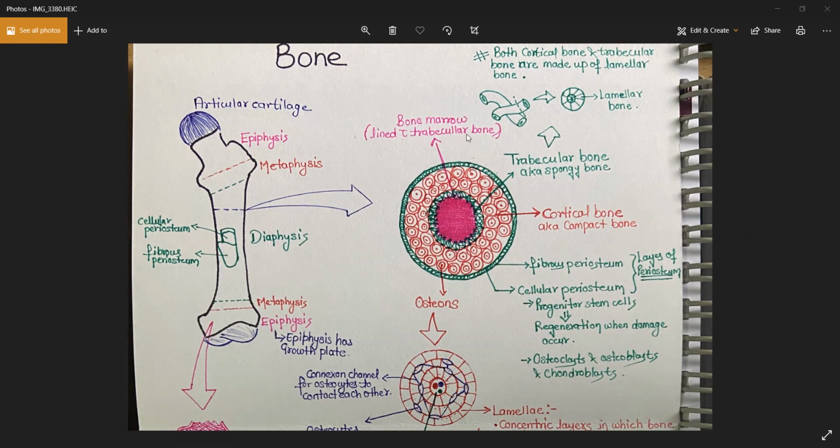Okay, so we have discussed the cellular periosteum and the fibrous periosteum. The cellular periosteum contains all these stem cell layers. Could you please repeat once?